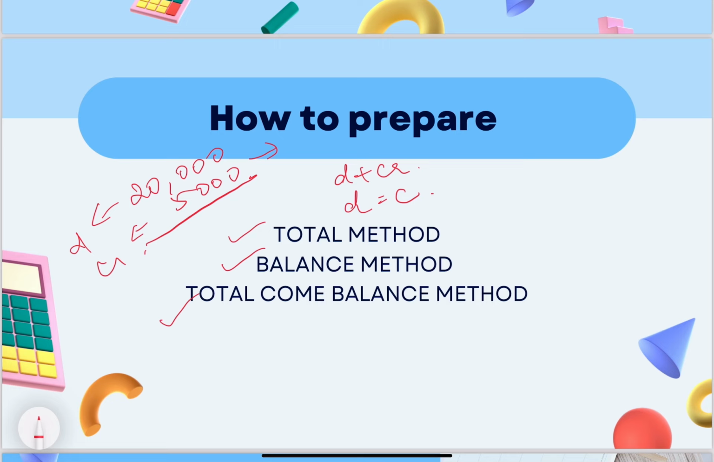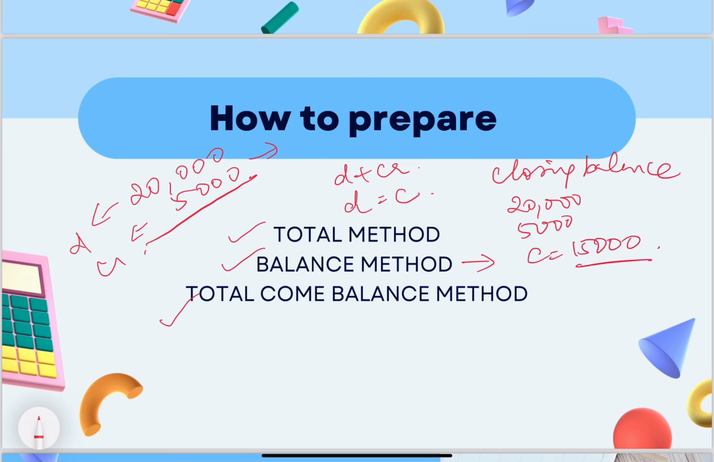So let's move on to the balance method. What is the balance method? Here, you find the closing balance of each account, first, debit balance or credit balance. Then you only write that balance in the trial balance. Example, again, in the same cash account, the debit total is 20,000 and the credit total is 5,000. So the closing balance will be 15,000 debit. In the trial balance, you write 15,000 in the debit column.